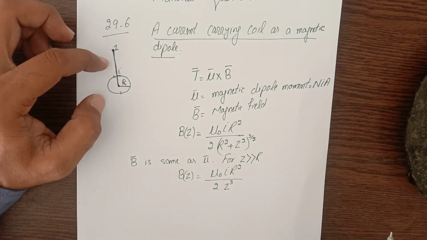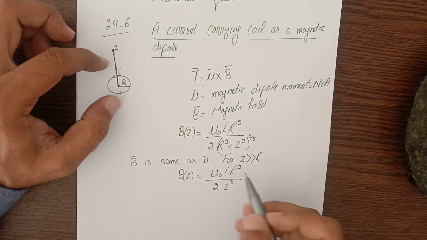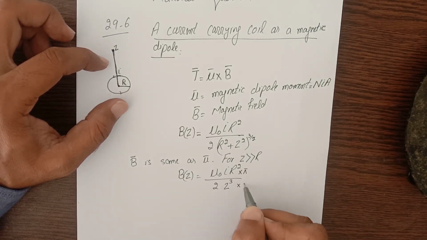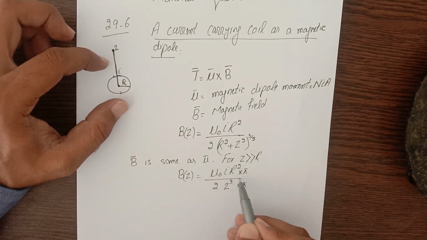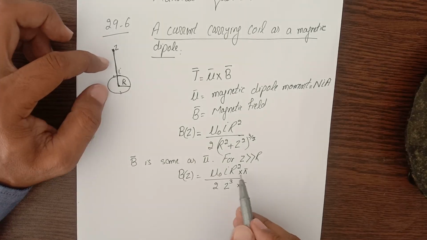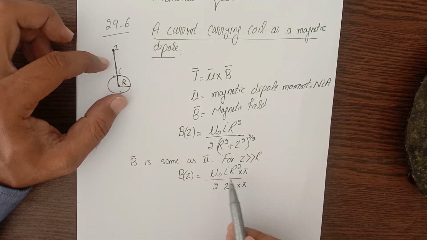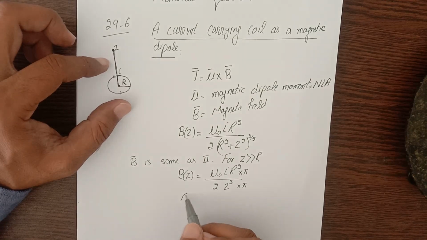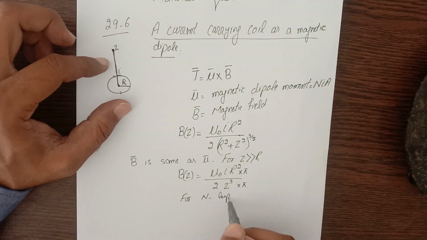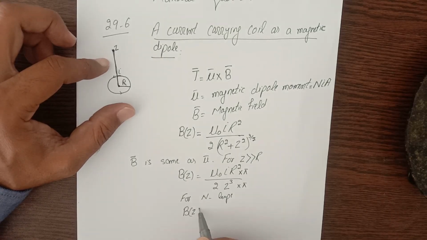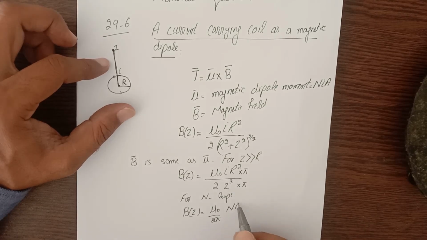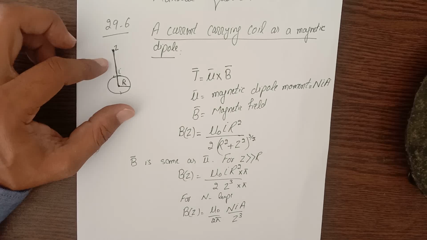Now if I multiply it with pi and divide it with pi, this pi r square is the area of this circular loop, and since I included a single loop of this coil, for n loops B of z would be mu naught over 2 pi, NIA over z cube.